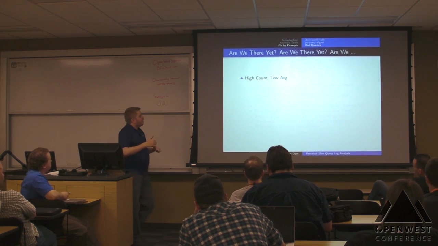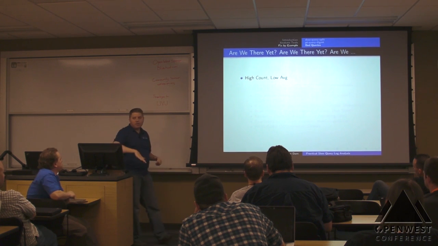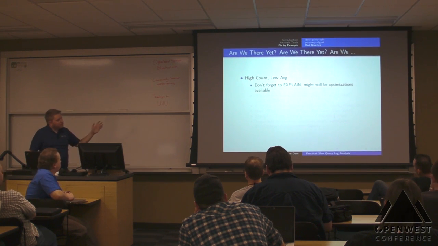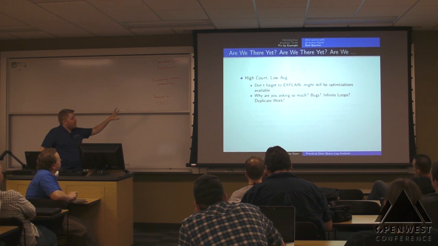So take the flip side. Really, really high count, low average. So a query that we're just running billions of times, but it doesn't take that long. It's a second, half a second, whatever. We're running it too much. Still use explain. You might be able to get information out of that.